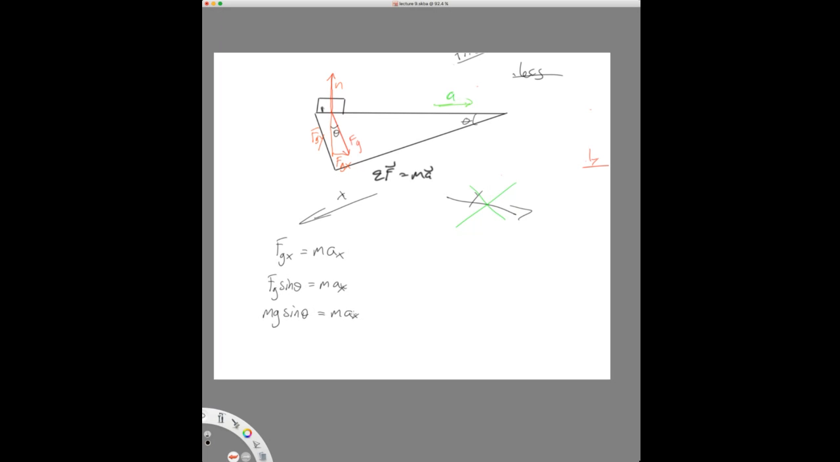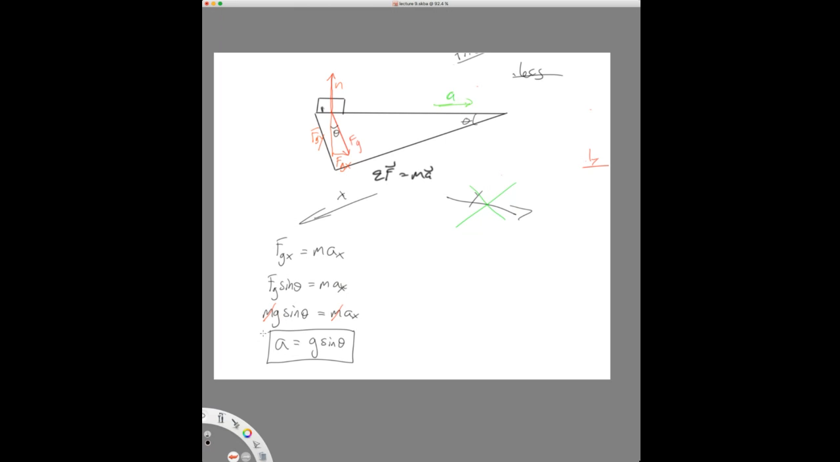And even though we don't know what the mass is, it turns out that it just cancels. And the acceleration, remember, the whole acceleration is just the x acceleration. The acceleration is just g times the sine of theta, so that if I just know what the angle of the ramp is, I can predict the acceleration.